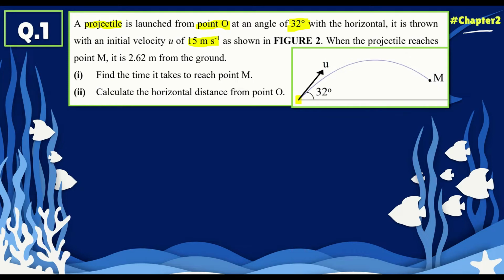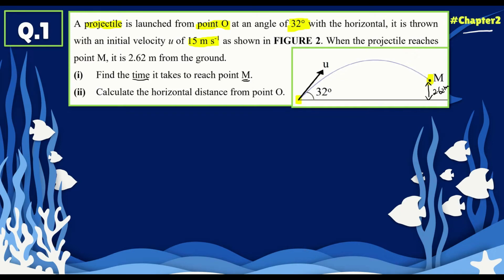in figure 2 below. When the projectile reaches point M, so we have point M, it is 2.62 meter from the ground. So basically, this is the height of your projectile at point M. So it's 2.62 meter. Okay, so the first question is find the time it takes to reach point M.